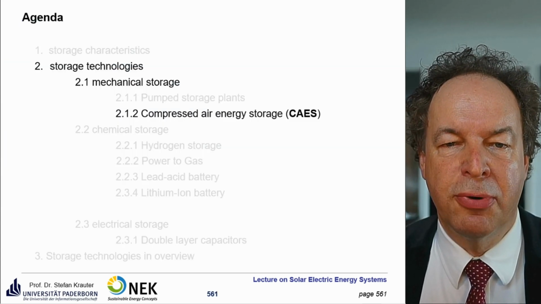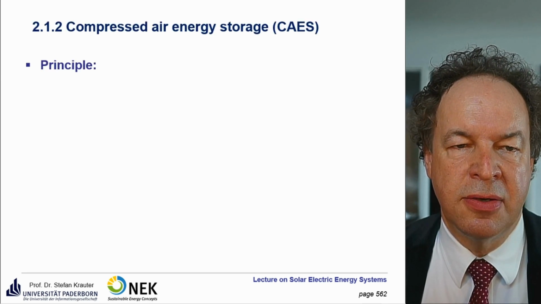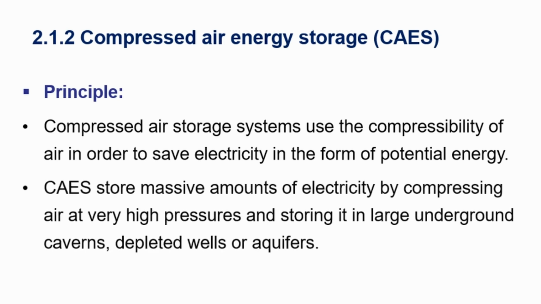Come now to the compressed air storage, CAES. The principle is you have compressed air: you compress during periods of high availability of electricity, and you release it through an air turbine during periods of low availability. As storage, it's too expensive to make artificial storage from steel tanks and so on. What you use is already existing caverns, depleted wells or aquifers.